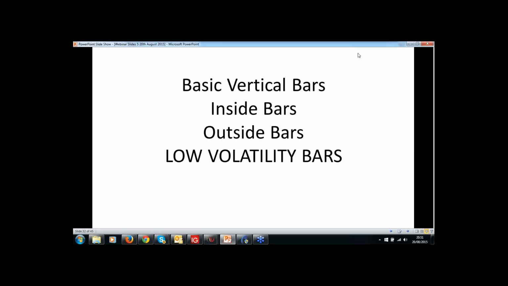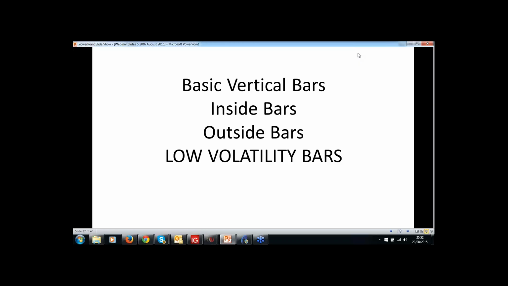Secondly, inside bars. Now there is some training out there available where people just teach an inside bar setup. And again, what we do is teach all the aspects of price action trading, not just one. Inside bars are just one. Very powerful. They are very similar to low volatility bars, but not every low volatility bar is an inside bar, and I'm going to show you a demonstration of one next.